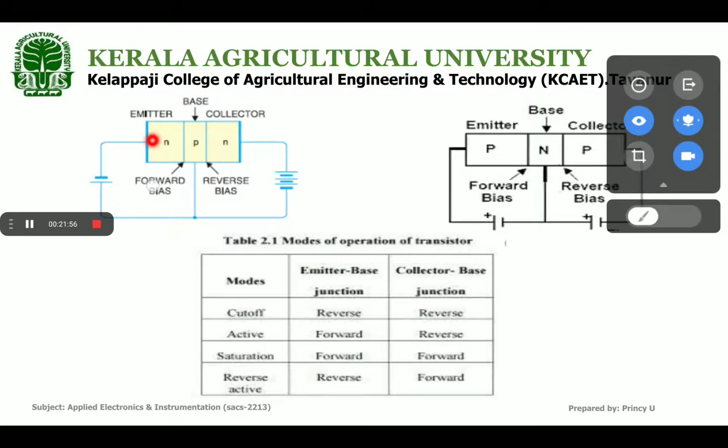So if we consider it is an NPN transistor, then a forward bias causes electrons in the N-type emitter to flow toward the base. This constitutes high emitter current. So in an NPN transistor, first we are considering this junction is forward biased.